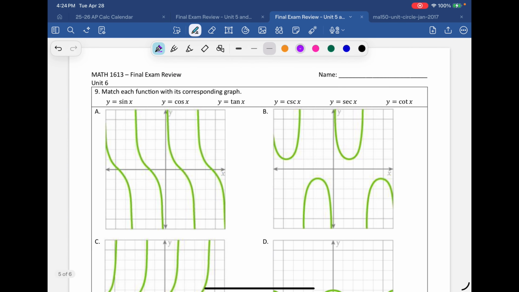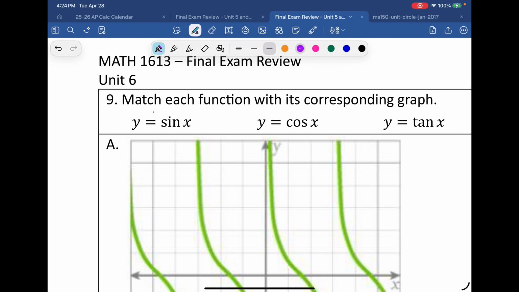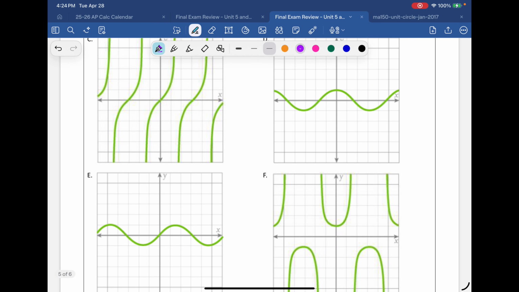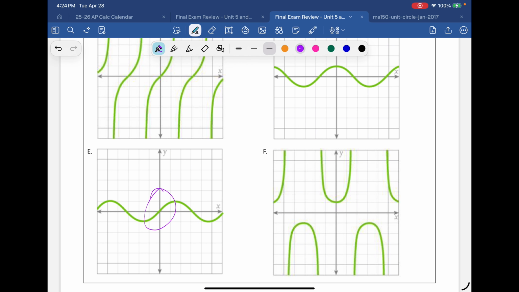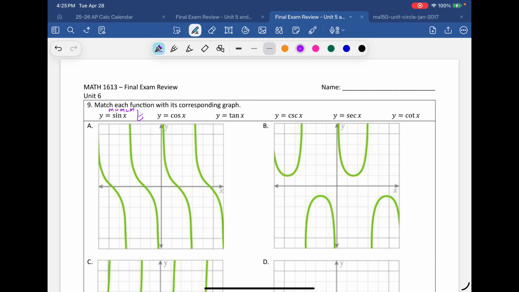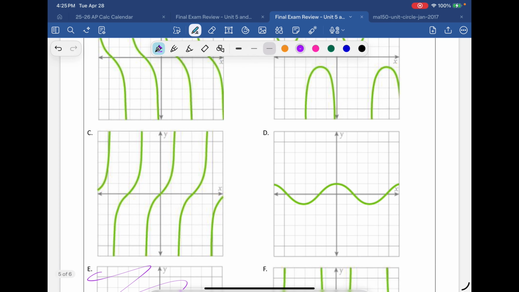Match each function with its corresponding graph. So we've got sine, cosine, tangent, cosecant, secant, and cotangent. I always start with sine and cosine because I know those. For sine, mid, this starts on the origin. I only have one function where it starts on the origin. So E is sine, which would make the other wave function cosine. And we can see that because it starts at high.